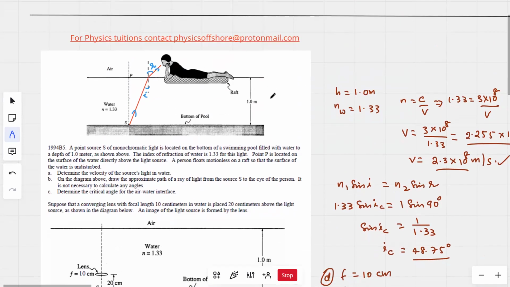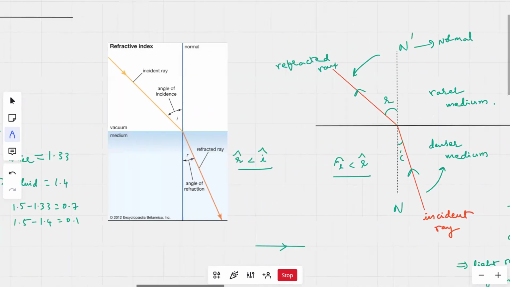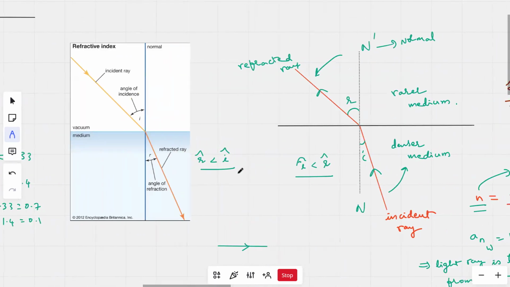So, this question is based on a phenomenon called refraction of light. Let us see what the refraction of light is. Here I will explain what refraction of light is, and then we will answer those questions.